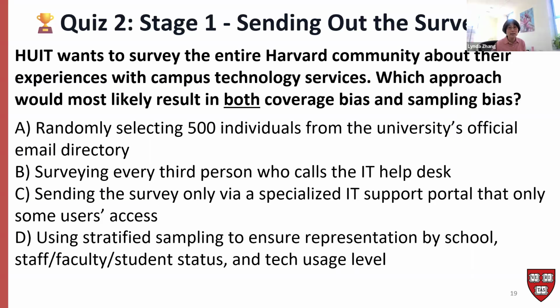Choice A is incorrect because it is actually a strong approach to select the sample, which is to randomly select 500 individuals from the university's official directory. So it is a random selection. And since it's the entire directory, it doesn't have coverage bias. Therefore, A does not have error bias.